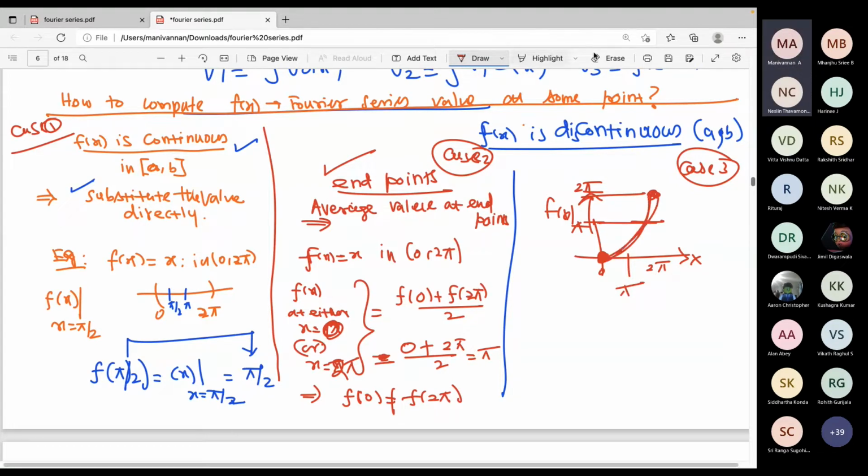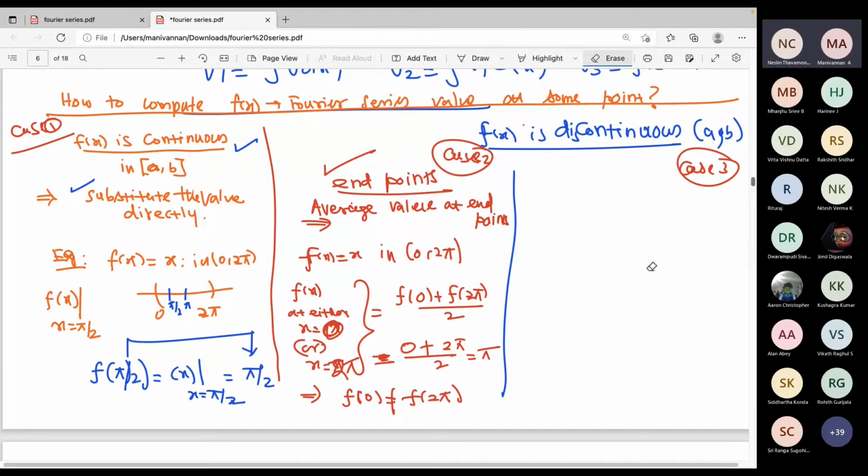Averaging the value of these functions, we are only assuming it. Is it clear? Not at exactly the same point. If you are substituting at exactly the same point, your function should be continuous. Now, it is the middle point. So what we are going to evaluate is this middle point.